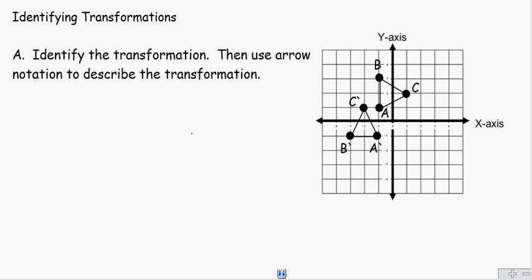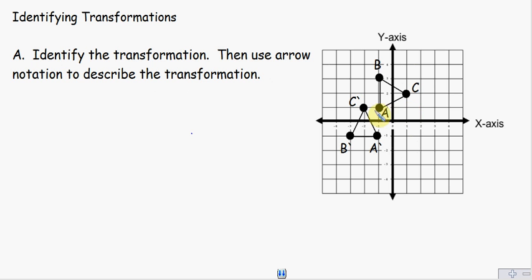Translations, that's another transformation that we have. Did this simply just move up, down, left, and right? Now if you look at the orientation, I could move this down and to the left. So my pre-image is here, I move down and to the left. I'm not sure if that quite works. Did A move down and to the left? No, A just moved straight down.